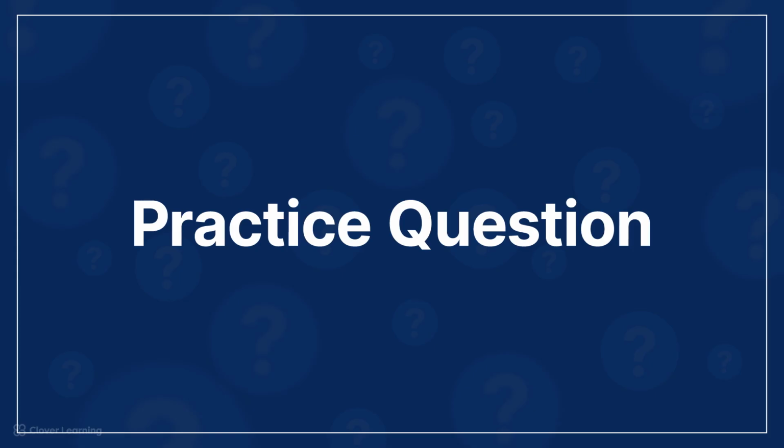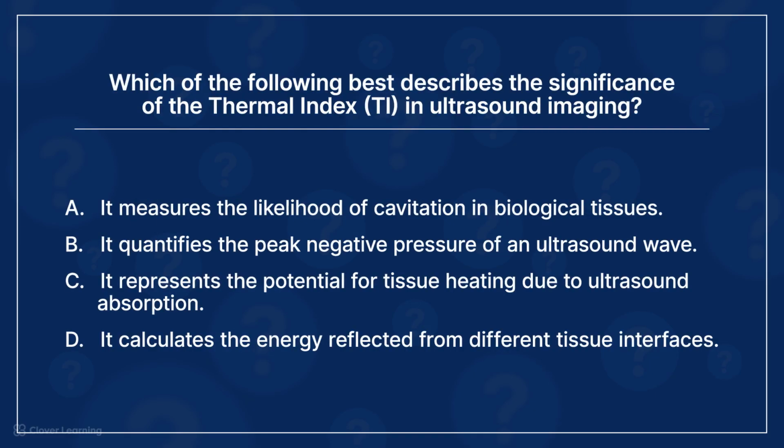Let's take a moment to check our understanding. Which of the following best describes the significance of the thermal index, or TI, in ultrasound imaging? A. It measures the likelihood of cavitation in biological tissues. B. It quantifies the peak negative pressure of an ultrasound wave. C. It represents the potential for tissue heating due to ultrasound absorption. D. It calculates the energy reflected from different tissue interfaces.